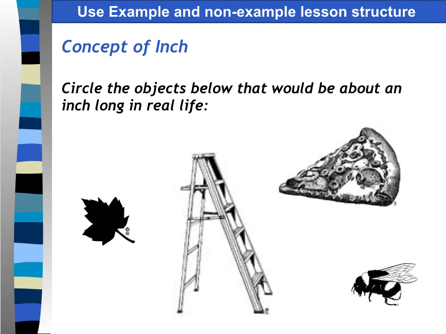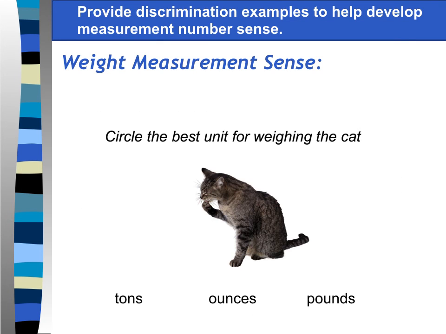Help build the concept of specific attributes by using examples and non-examples. Here's a task that asks students to circle objects that would be about an inch long in real life. Here's an example of using discrimination examples to help students make decisions about selecting appropriate units. You can also use a scientific method here to test these hypotheses.